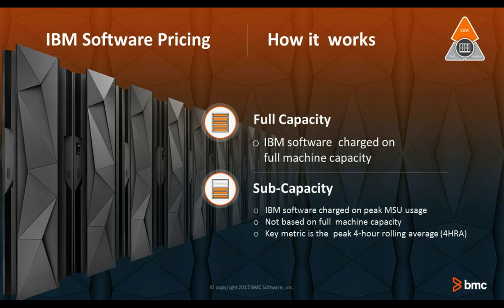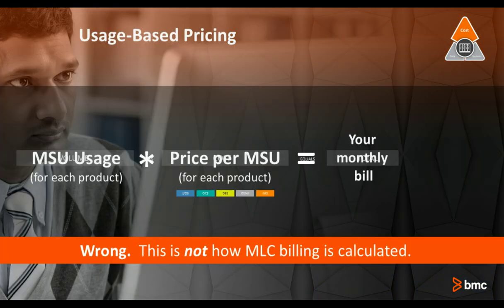So based on that, subcapacity pricing came out. And with subcapacity pricing, you are charged based on the peak MSU usage versus being charged based on the full capacity of the box itself. So you don't necessarily get charged for the full box, but you get charged based on the MSU usage. However, one of the key things about that charge is the peak rolling 4-hour average. It plays a significant role in how you're charged as it relates to the MLC cost.